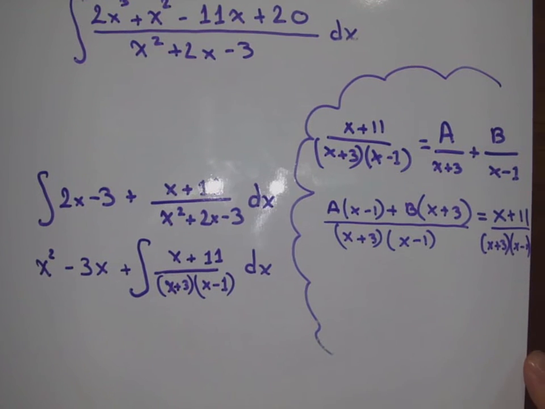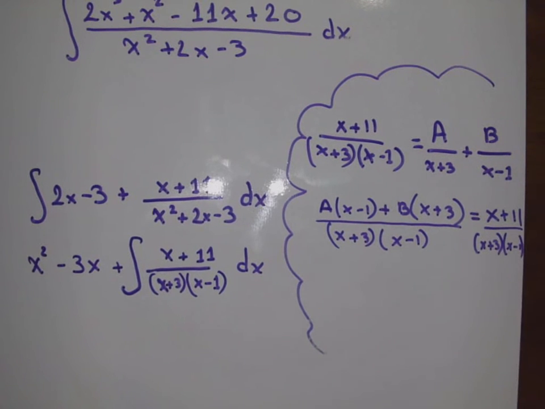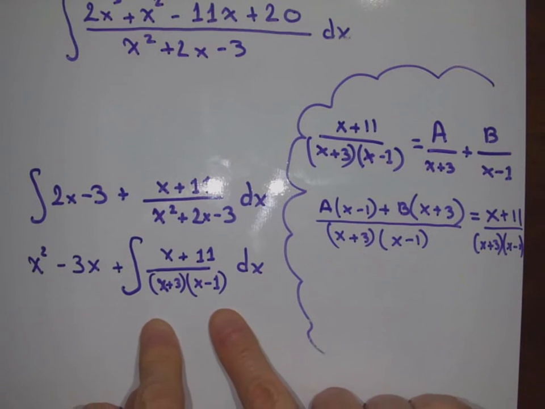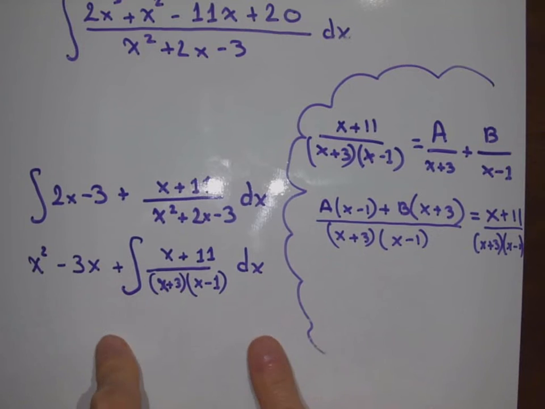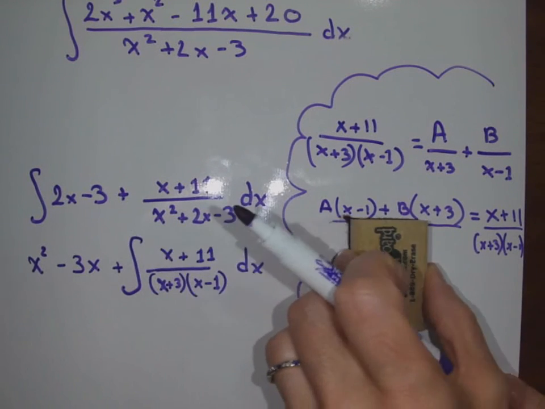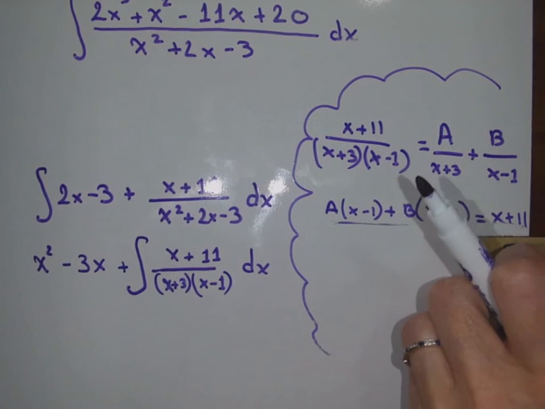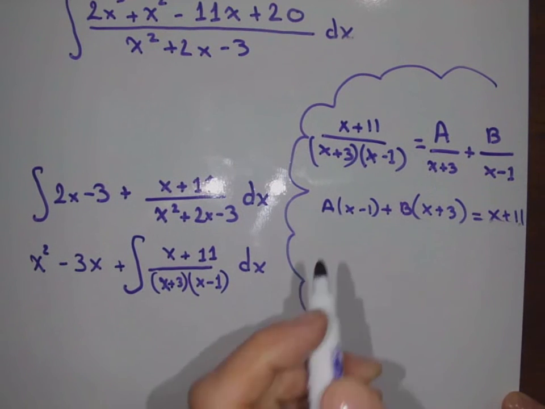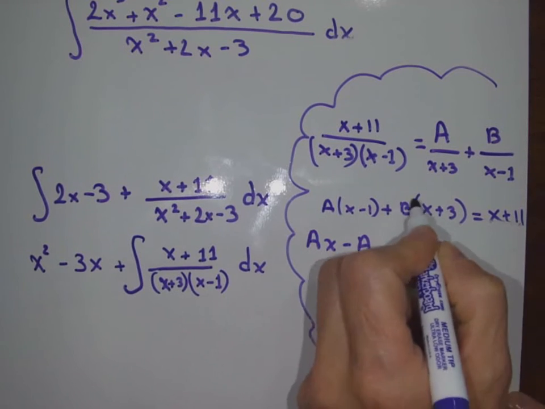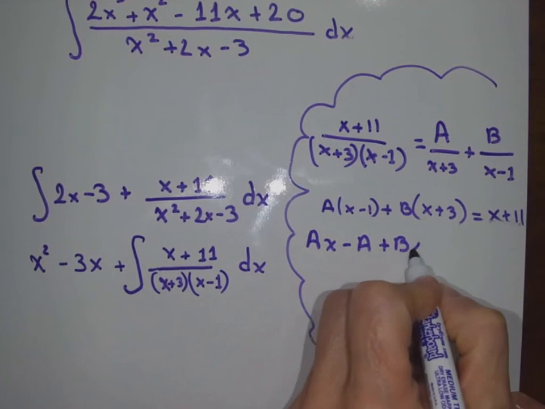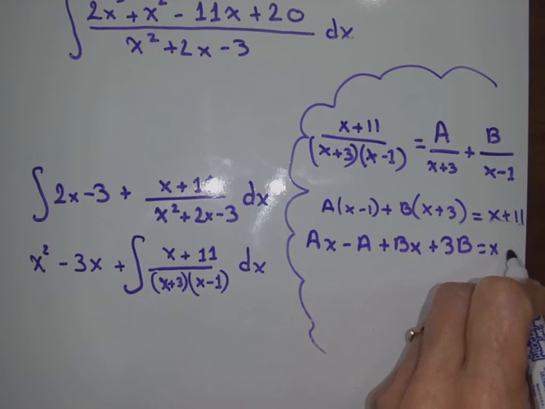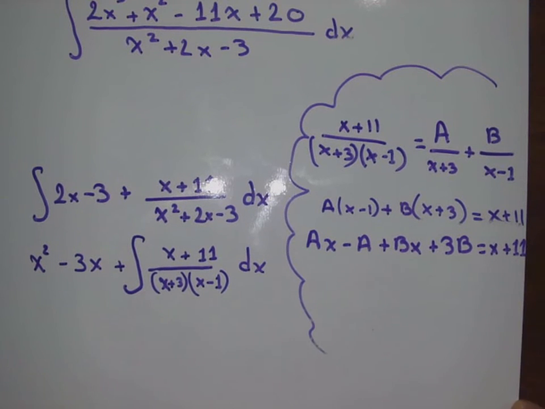Now, I don't really need the denominator because I want to figure out what a and b are so that I can break that into two fractions so that I can integrate. That's my goal, right? I want to break that into two fractions. So I'm going to kind of forget about the denominator since it's common, right? We're not going to worry about it. We're going to worry only about the top. Distribute your a here, so you have ax minus a, distribute your b, plus bx, and plus 3b, and that's going to be equal to x plus 11.